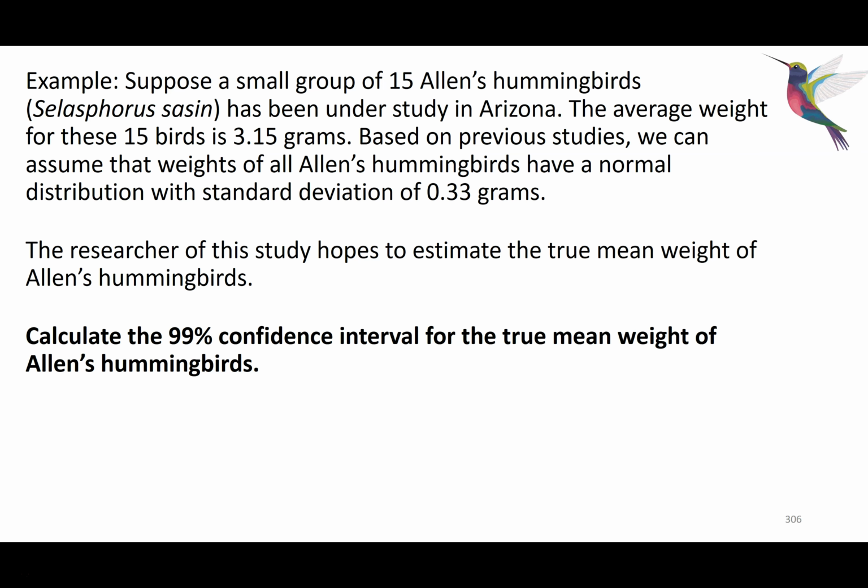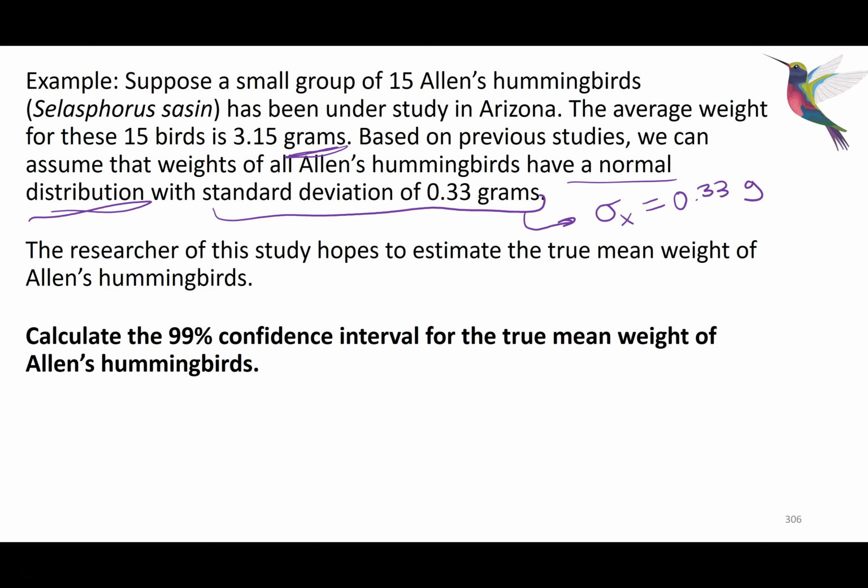So they have a small sample of them. They have 15 hummingbirds, and the average weight in that sample is 3.15 grams. So they're very, very light. Based on previous studies, we can assume the weights of all Allen's hummingbirds have a normal distribution. That's really useful, with a standard deviation of 0.33 grams. So what it's telling me is my population standard deviation is 0.33 grams.